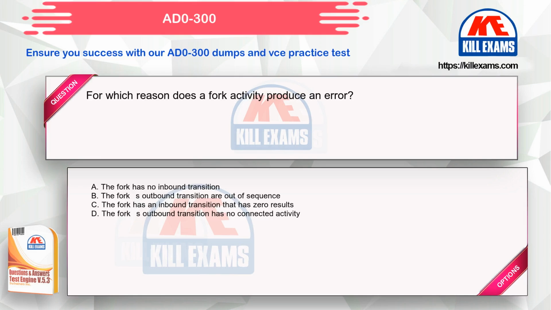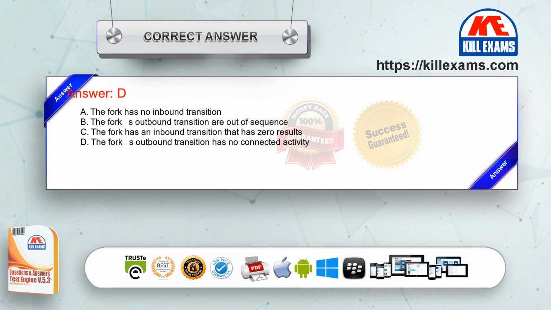Question: for which reason does a fork activity produce an error? Option A. The fork has no inbound transition. Option B. The fork's outbound transitions are out of sequence. Option C. The fork has an inbound transition that has 0 results. Option D. The fork's outbound transition has no connected activity. The correct answer is option D.